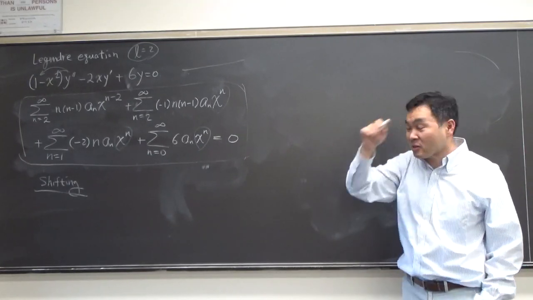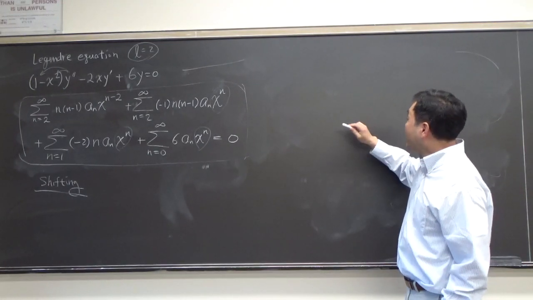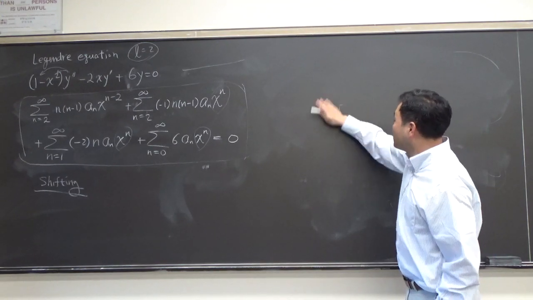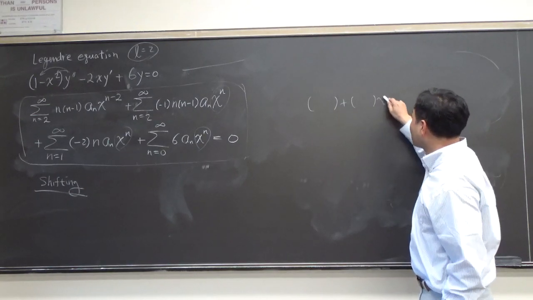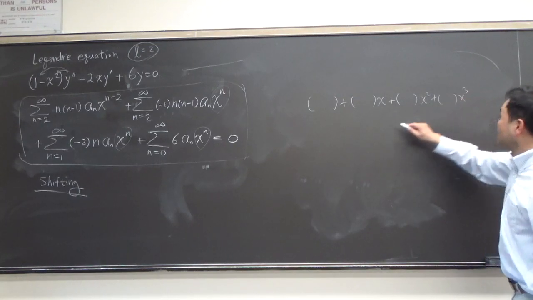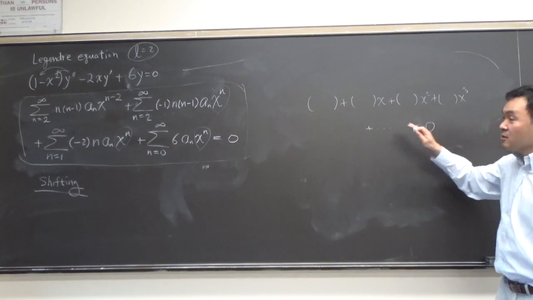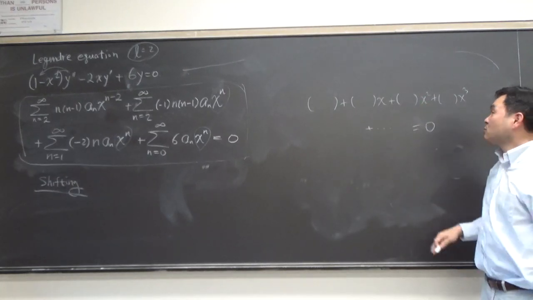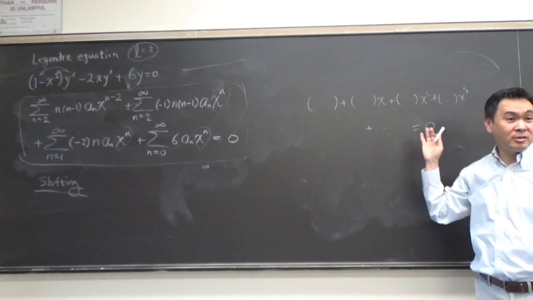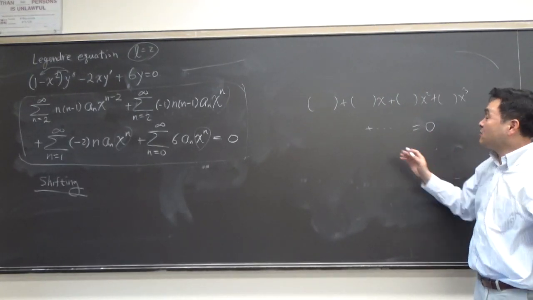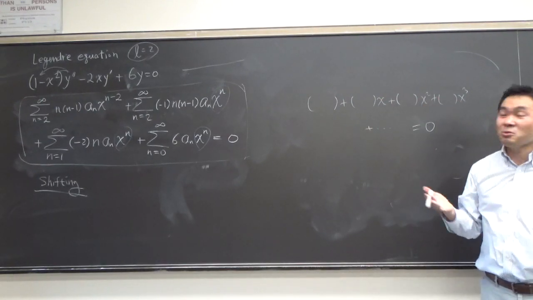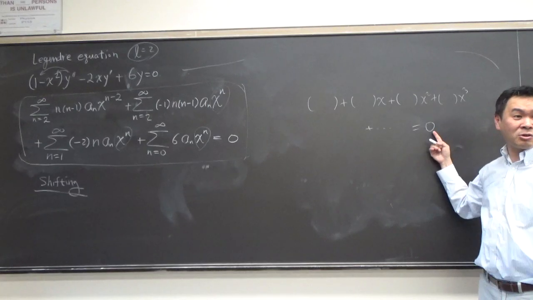But let me just explain something. If you have some coefficient a0 plus something x plus something x squared plus something x cubed plus and so on equals 0, it's a basic fact about Taylor series that if this is true in an interval containing 0, then all of these coefficients must be 0. Now, why is that true? Well, you just think about the Taylor series of 0. What's the Taylor series of 0?